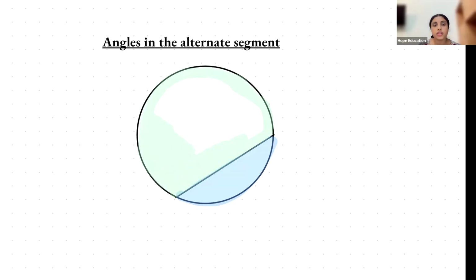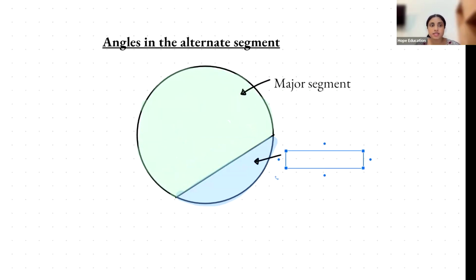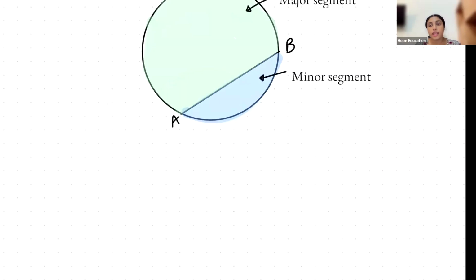Here, children, when you divide a circle into two segments like this using a chord, the larger segment we call the major segment. This is called the major segment. And the smaller segment we call the minor segment. And let's say that this chord is AB. So as you can see, chord AB divides the circle into two segments as above.